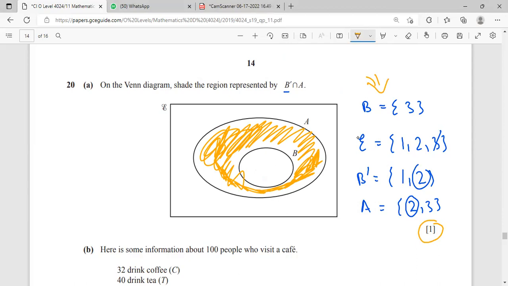Question. I have a question. Hmm? Why did you only shade 2 and not the first part as well? Which part? Like 1? Yeah. Because in B complement intersection A, I will be talking about the elements common in this set and this set. तो कौन से elements common है in B complement and A? सिर्फ 2 common है, right? Yeah. I do not have 1. मेरे पास सिर्फ 2 है and I was supposed to shade this part only. तो इस part पे सिर्फ 2 आ रहा है. That is why I've shaded 2 only.